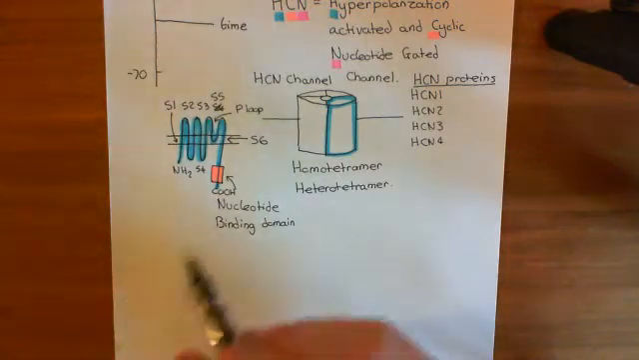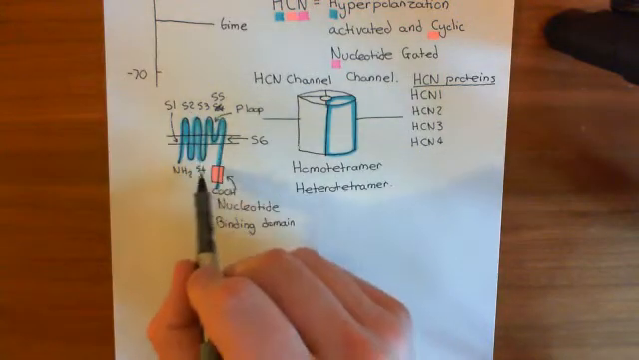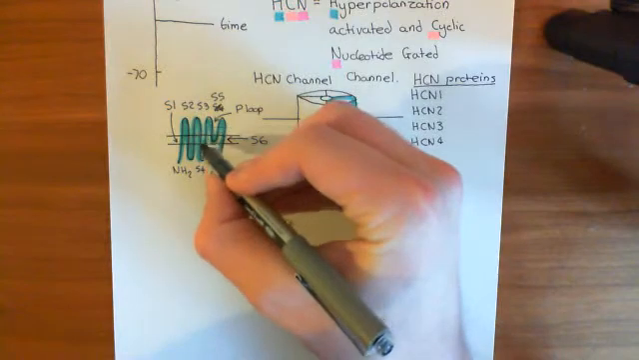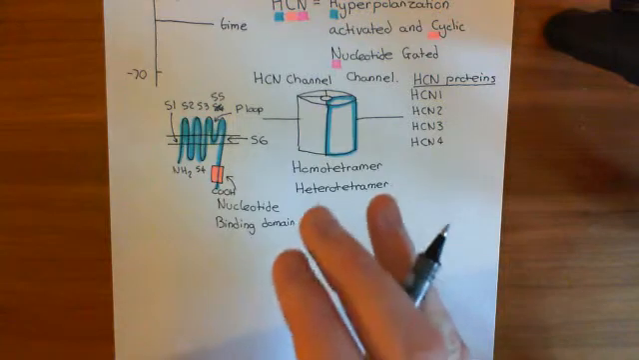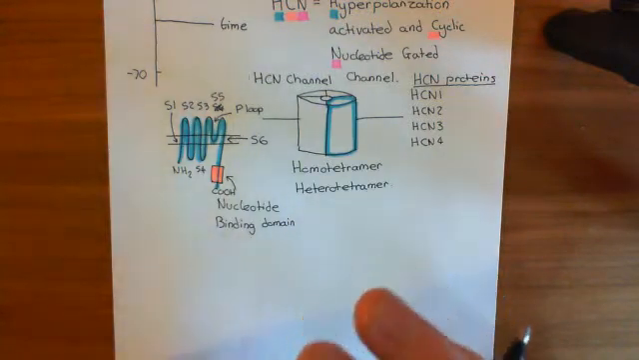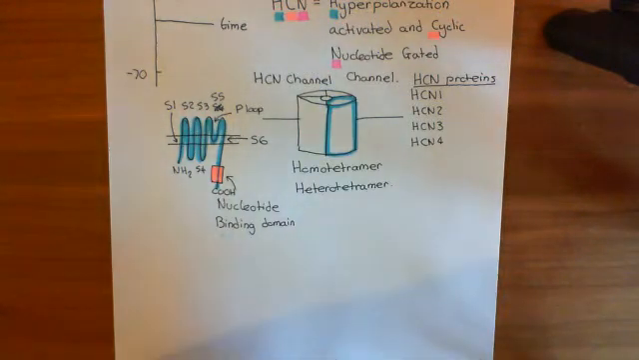Okay, another important fact is that it's the S4 domain, so this 4th membrane-spanning region here, which actually is involved in sensing the voltage and reacting to it. Okay, right, so which HCN channels are in the heart? Well, this is where it gets difficult.